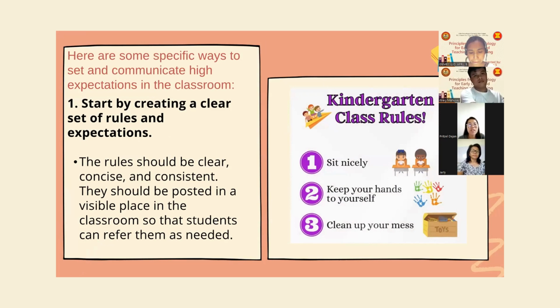First, start by creating a clear set of rules and expectations. The rules should be clear, concise, and consistent. They should be posted in a visible place in the classroom so that students can refer to them as needed. Here are the kindergarten class rules: sit nicely, keep your hands to yourself, and clean up your mess. Those are the kindergarten class rules.